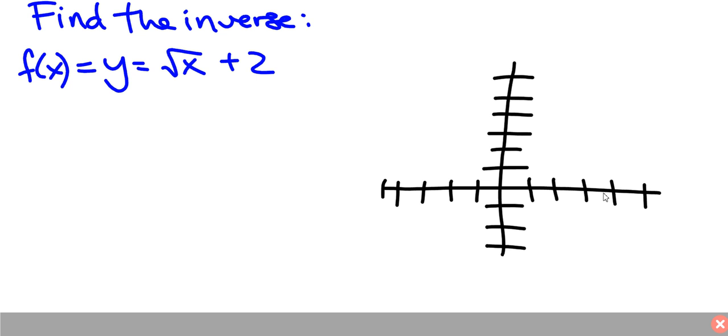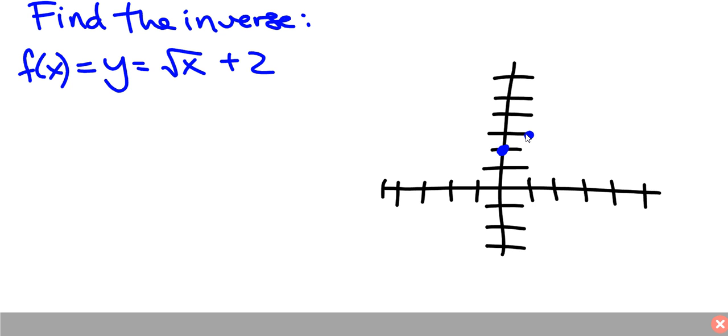All right, so I noticed that the +2 is on the outside. It's not inside the grouping symbol. So that means that I'm going to shift my graph up 2. And then I notice it's a square root, and it's a positive square root, so I'm going to follow that pattern of a parabola on its side.